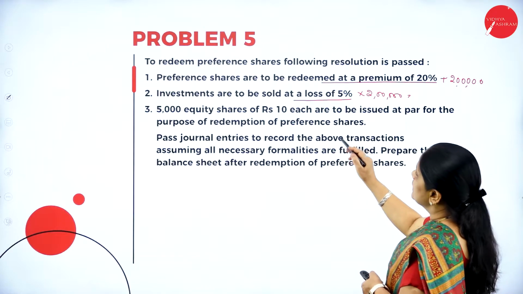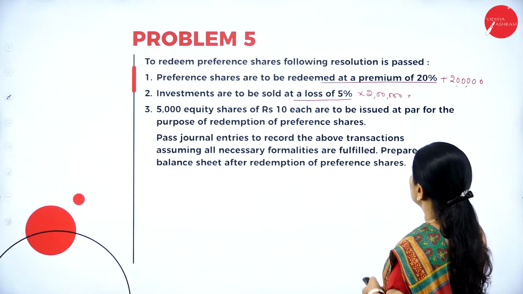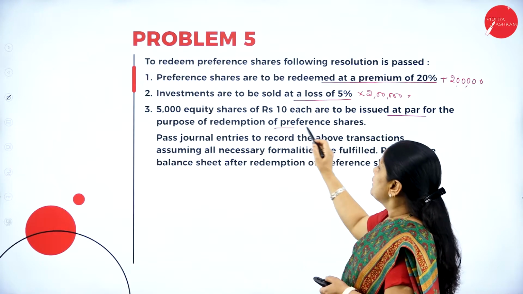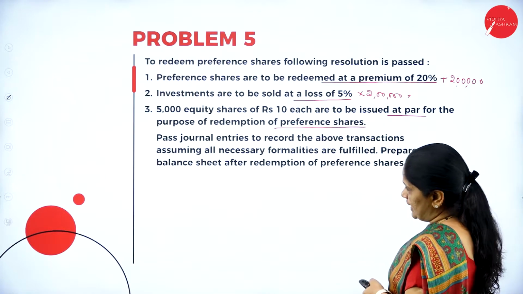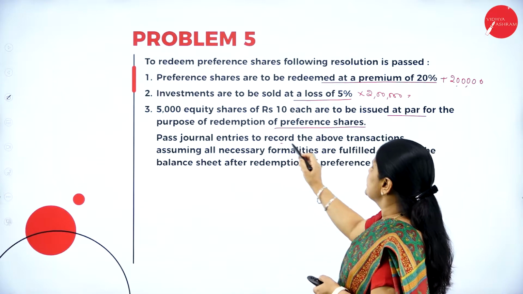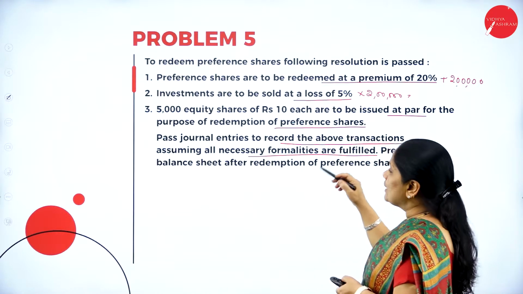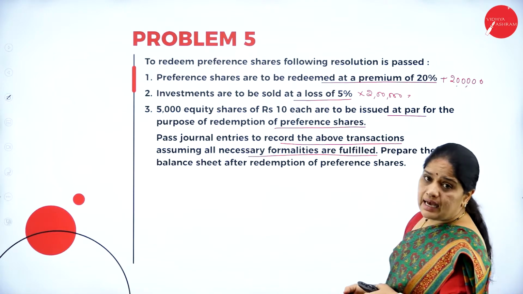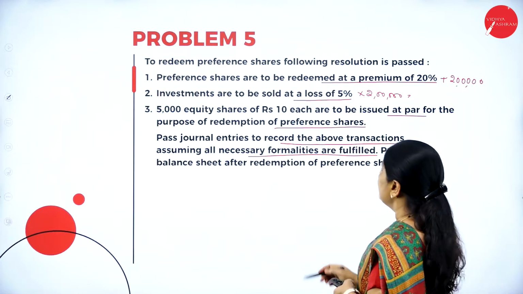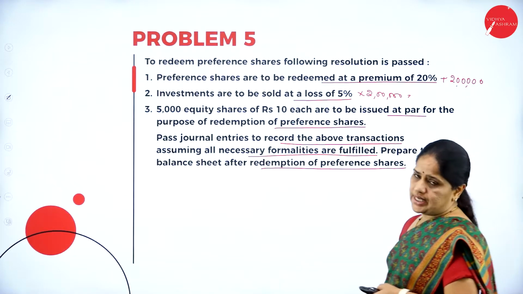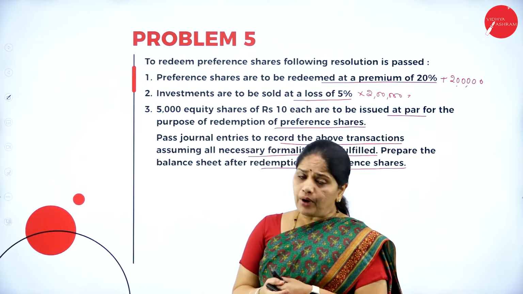Then 5,000 equity shares of rupees 10 each are to be issued at par for the purpose of redemption of preference shares. Pass journal entries to record the above transactions, assuming all necessary formalities are fulfilled. Prepare the balance sheet after redemption of preference shares. So, this is the problem.